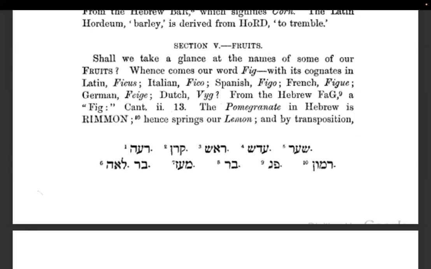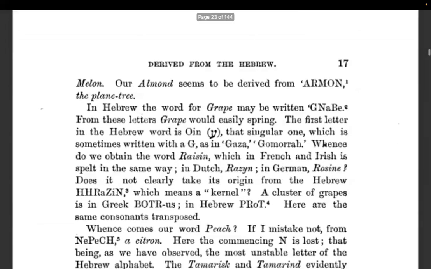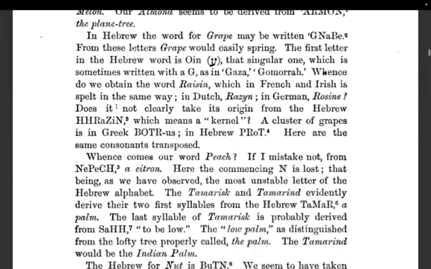The pomegranate in Hebrew is Ramon. Right here, Resh Mem Wa Nun, Ramon. Hence springs are lemon by transposition, melon. Our almond seem to be derived from arnam or arman, a plane tree. In Hebrew, the word for grape may be written gnab. From these letters, grape would easily spring. You just see the B becomes a P, right?